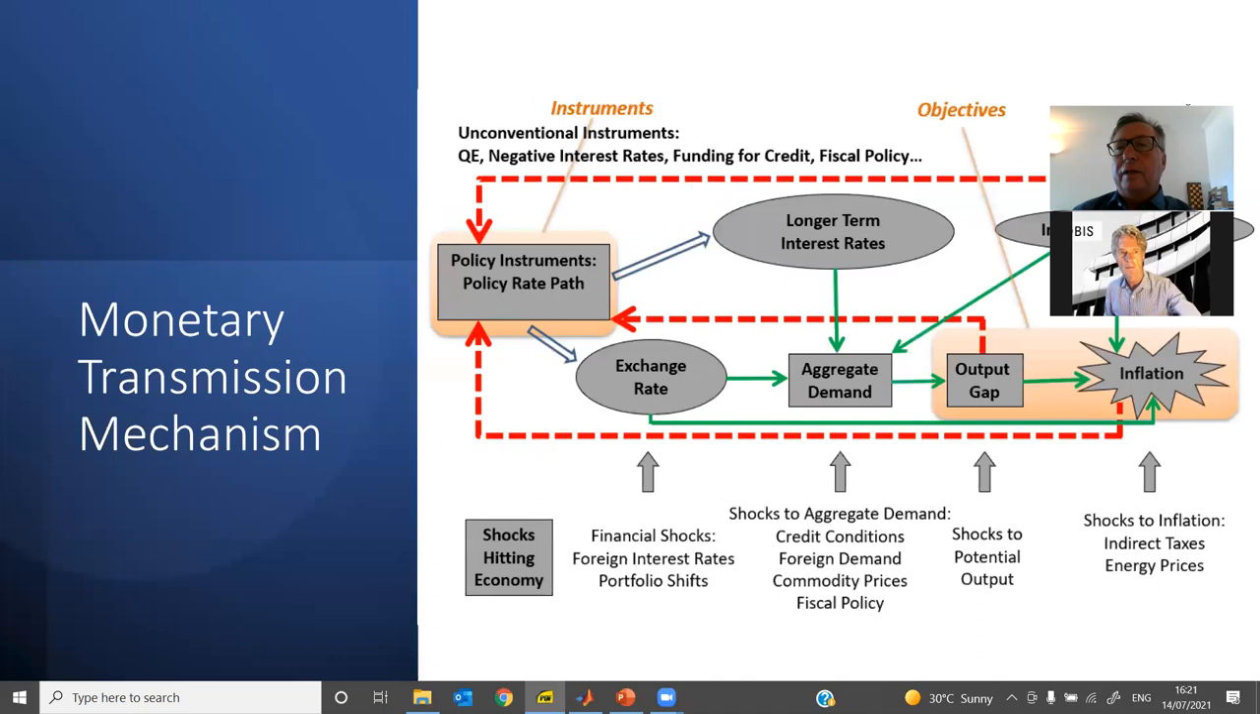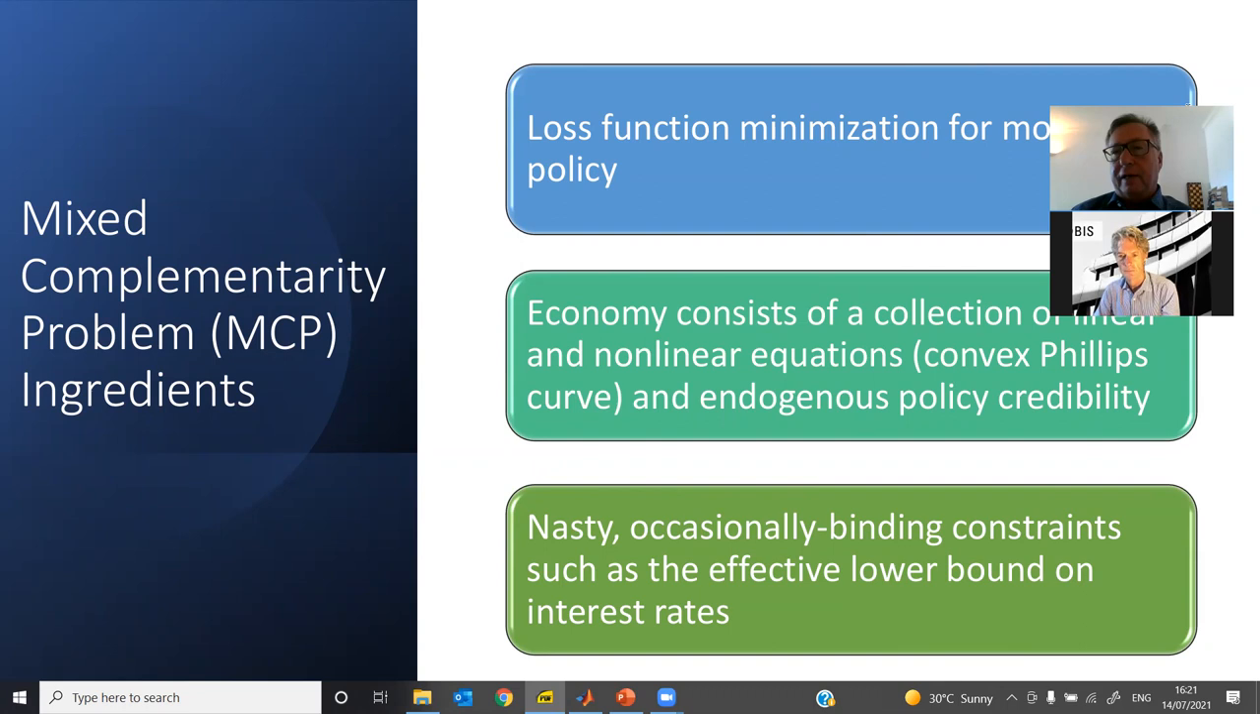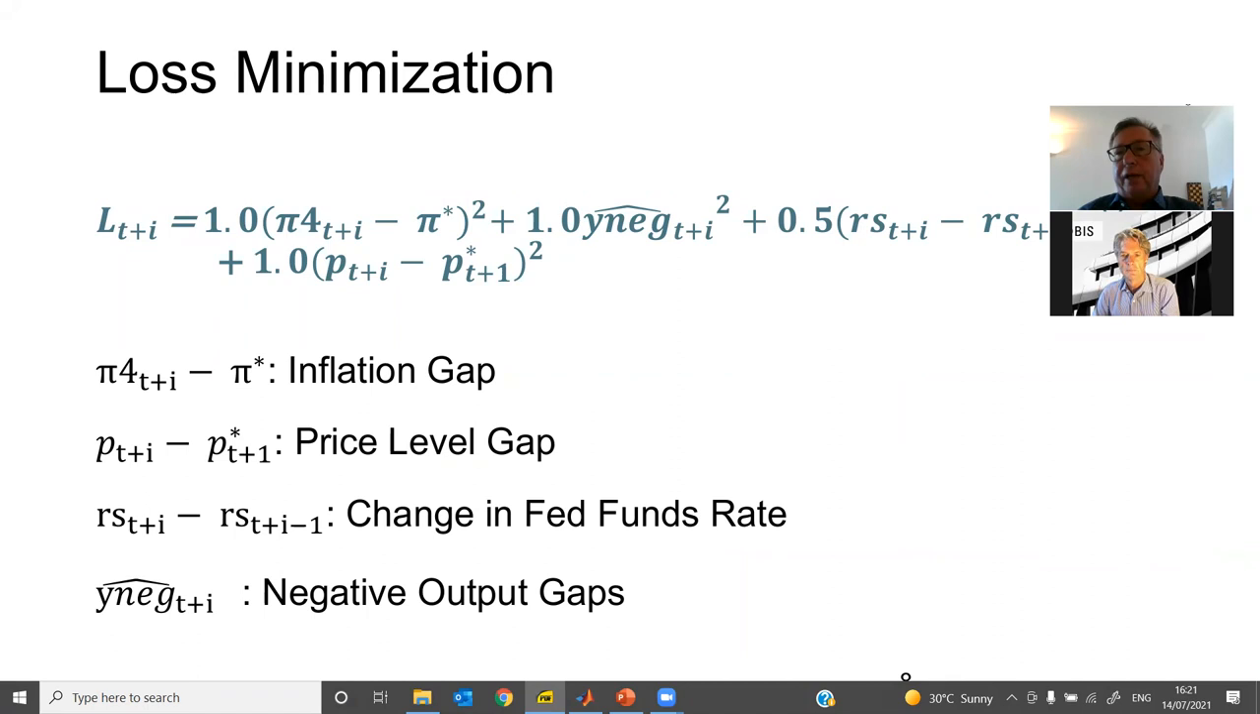So the problem that we're going to be solving, the description of the mathematical problem, is referred to as a mixed complementarity problem. This is a problem that every economist in your central bank should understand. I would argue even every policymaker should understand the basic idea here. But a mixed complementarity problem starts off with a loss minimization approach for describing the policy problem, which is here.